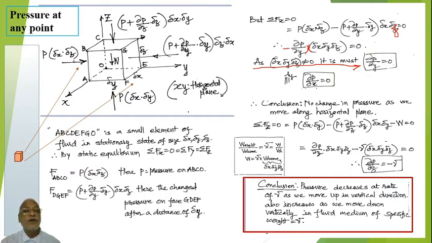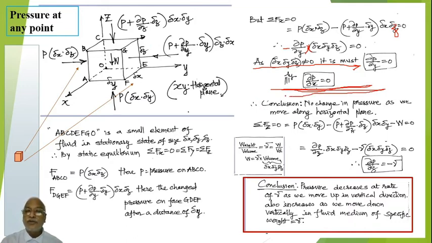Similarly, I have considered this in x direction. If you go in y direction, then this is in y direction. If you go in x direction, again in the horizontal plane only, we can conclude that dou p by dou x is also equal to 0.